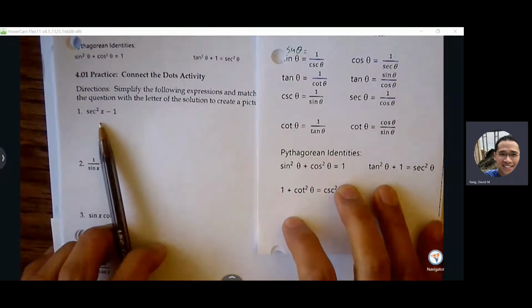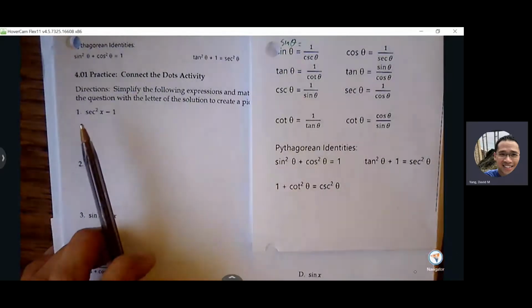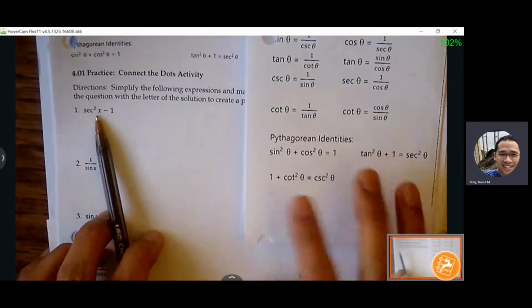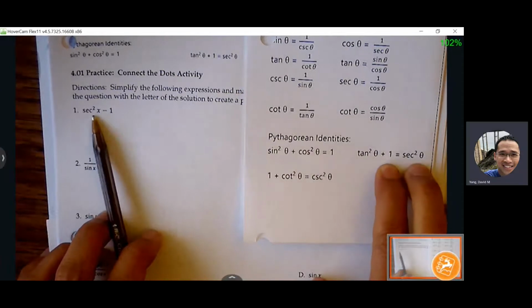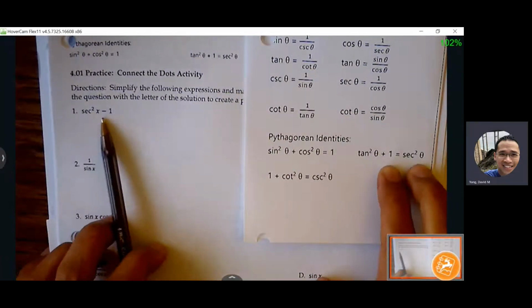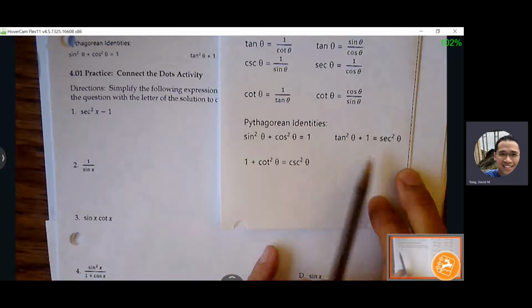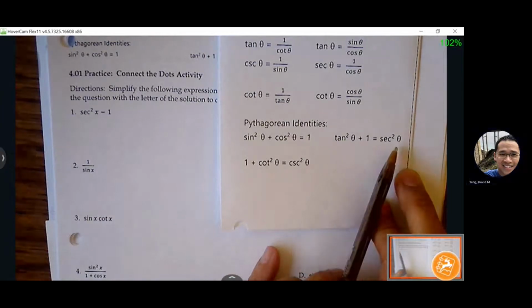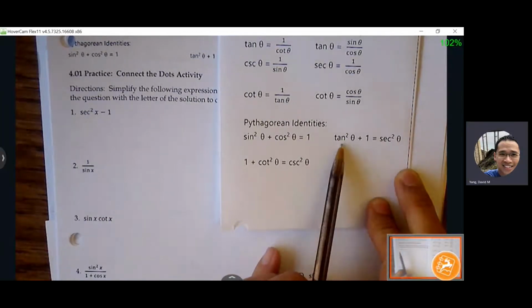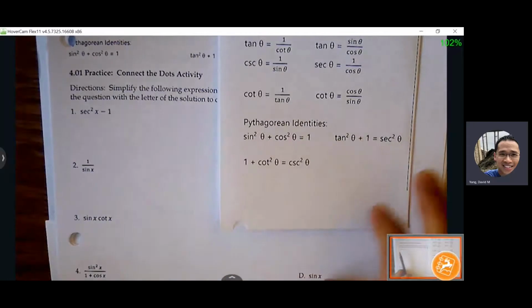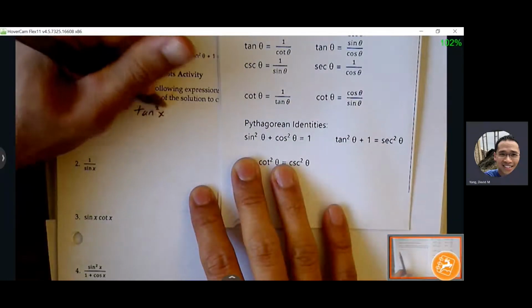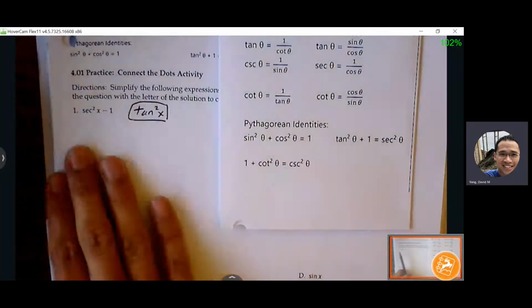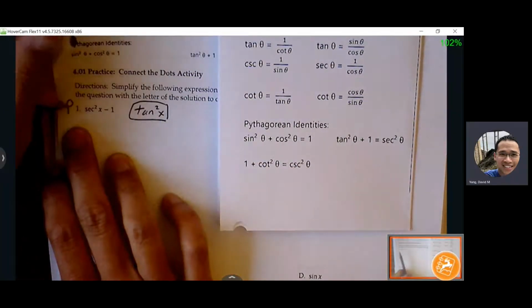So for number 1, we know that secant squared x minus 1, there is a Pythagorean identity that looks like it. So we're trying to find one that is equivalent to secant squared x minus 1. If I just subtract 1 from both sides, I can get secant squared x minus 1 to be equal to tangent squared x. Right? And that was key, right?